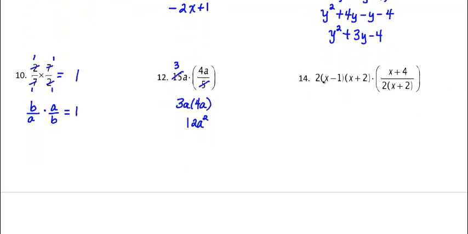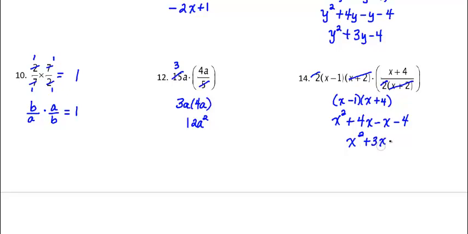And now we have 2 times x minus 1 times x plus 2 times the expression x plus 4 divided by 2 times x plus 2. So the factor of 2 is common and the factor of x plus 2 is common. That leaves x minus 1 times x plus 4, which is x squared plus 4x minus x minus 4, very similar to the previous problem, x squared plus 3x minus 4.